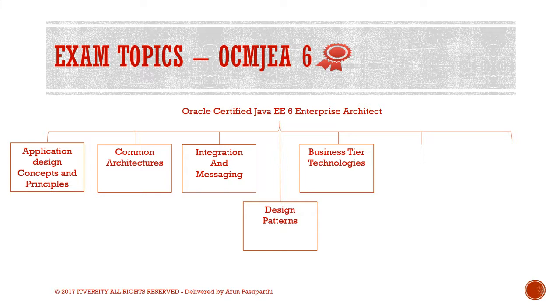Business tier technologies. This is EJB oriented, and the majority of the time you will be asked questions on classifying different types of enterprise Java beans as session beans, entity beans, and message driven beans. Of course, the entity beans have now become EJB entities, which are like a JPA sort of implementation, but have container managed transactions, right?